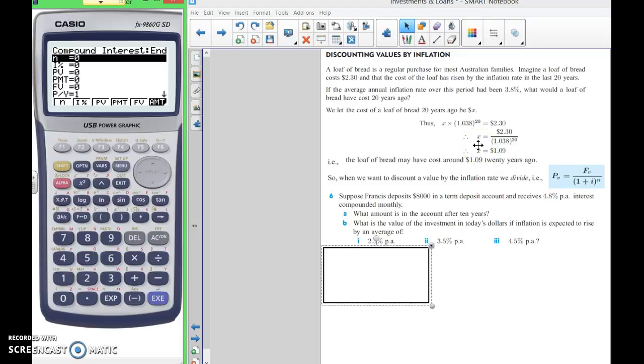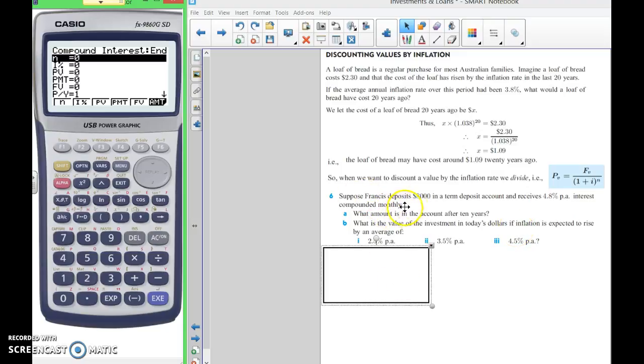So the way I write that out with this formula is PV is equal to FV over 1 plus the interest rate inside a bracket to the power of n, the number of years or the number of periods. So this one would have been $2.30 over 1.038 to the power of 20, leaving it with 1.09. So 20 years ago the loaf of bread was $1.09. So it's gone up a fair bit. What we're going to do, using this formula and what we just found, and also using the TVM menu, is find out some information and go through this example here.